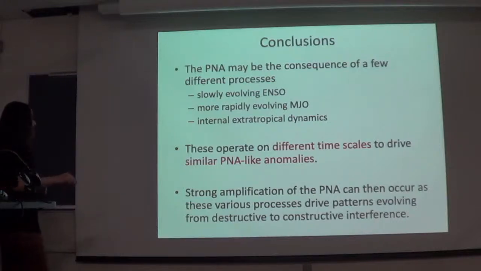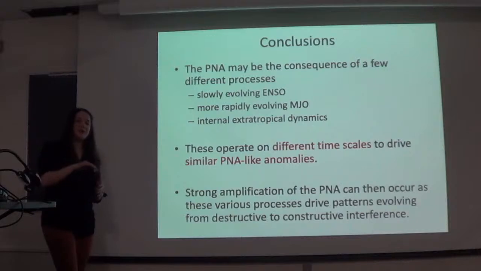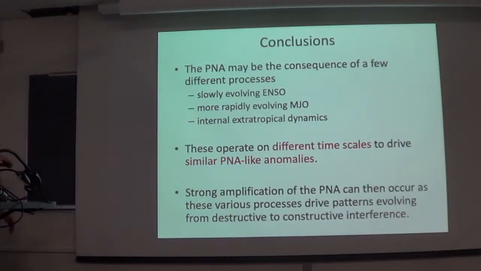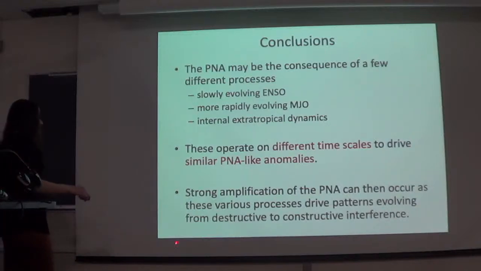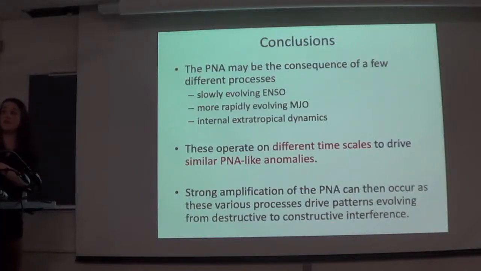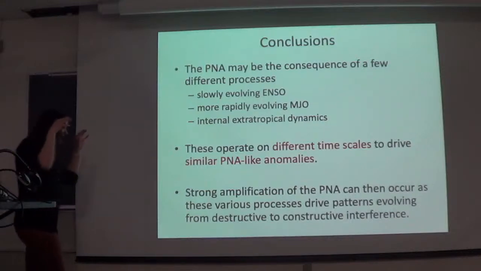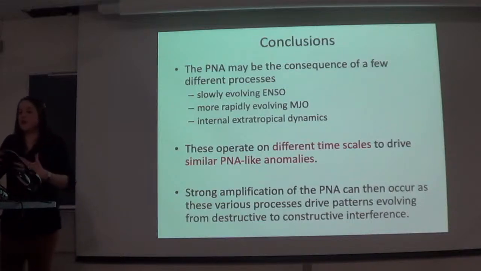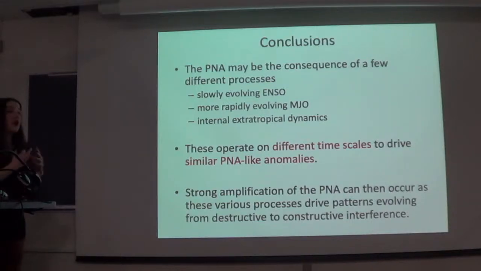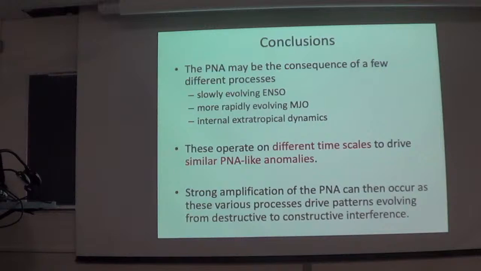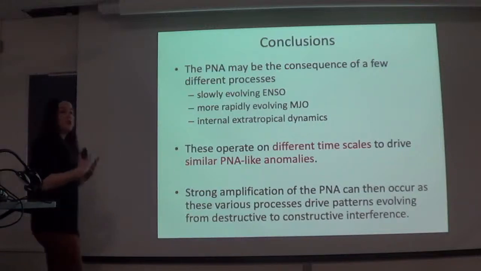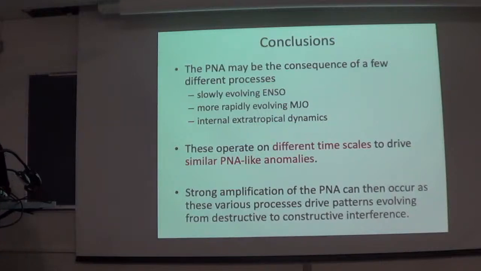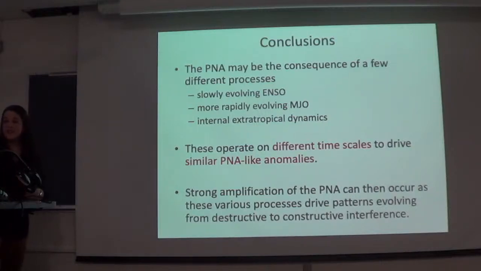So what we find is that strong amplification of the PNA, the optimal growth of the PNA pattern, happens when these various processes evolve from destructive to constructive interference. So when you get a lot of cancellation and then rapid growth, large amplification occurs when they evolve towards constructive interference, such that the signal is amplified and you get this large PNA growth. With that, I'm happy to take any questions.